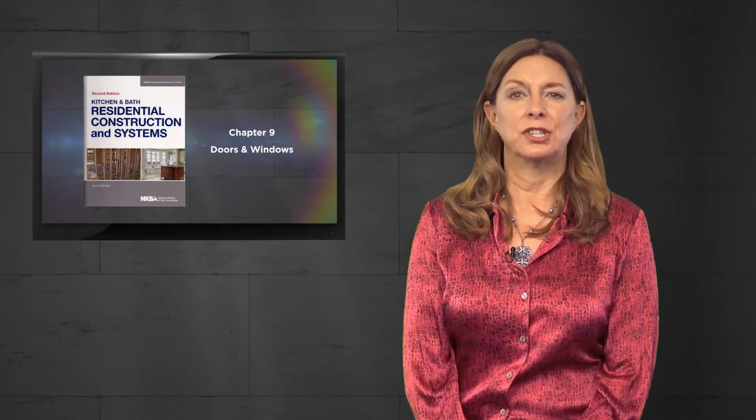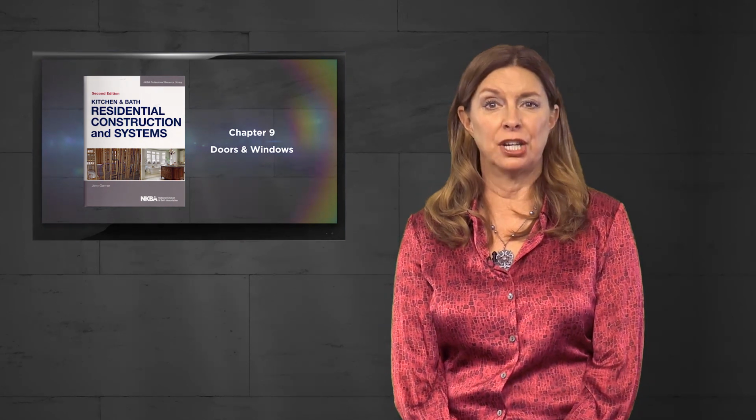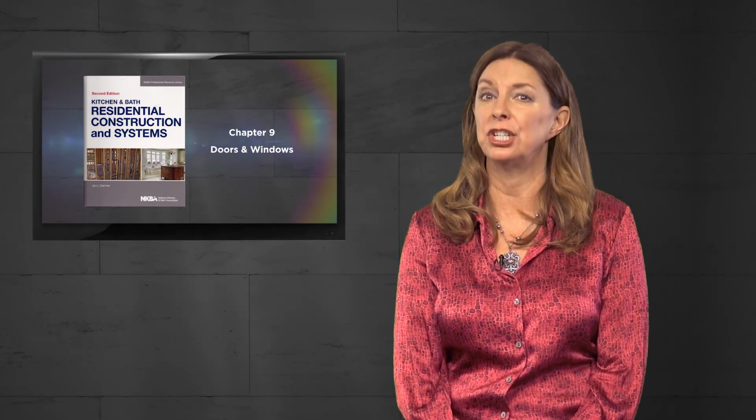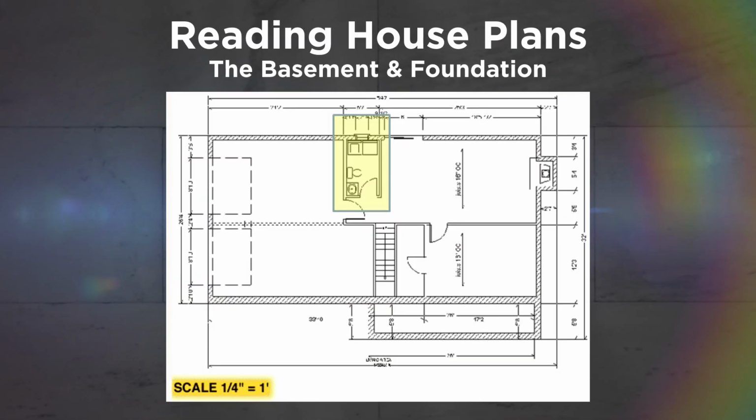The house plan will also give us information about the windows and doors. Additional information can be found in Chapter 9 of Kitchen and Bath Residential Construction and Systems. The only openings other than garage doors in the basement area of this home would be a sliding glass door leading out of the family room and a small window in the bathroom.